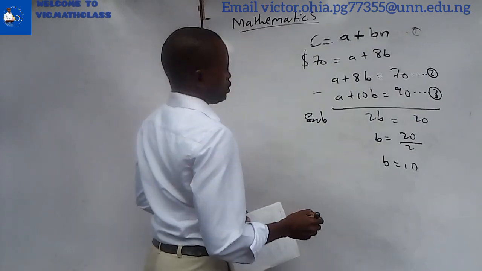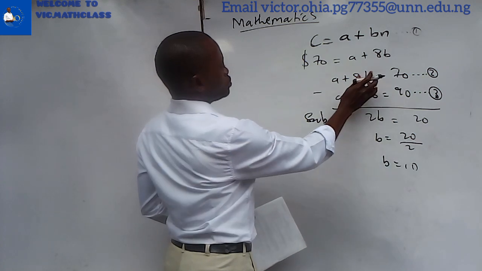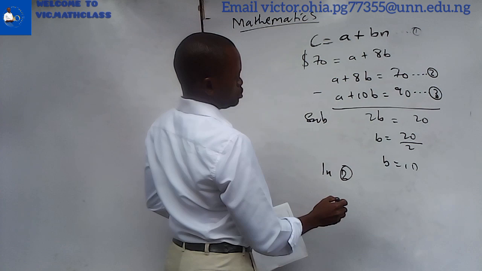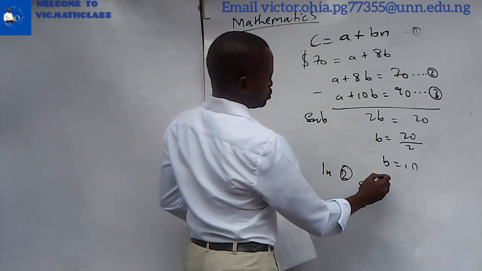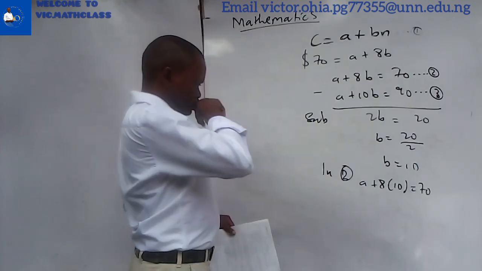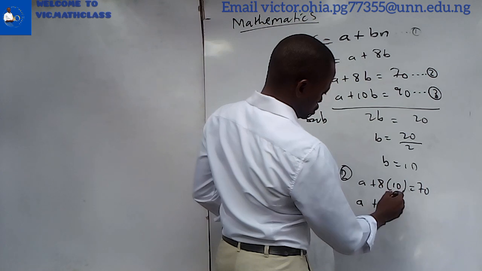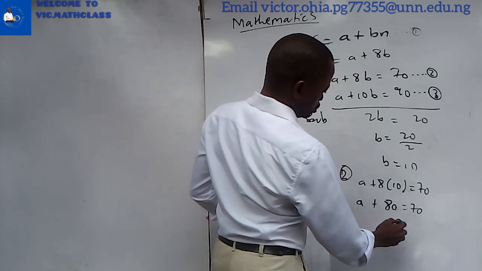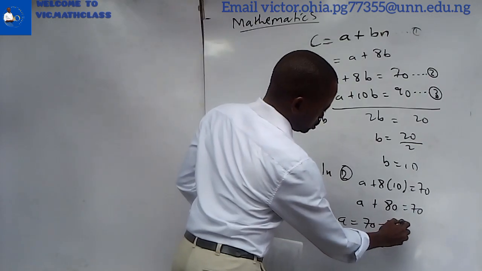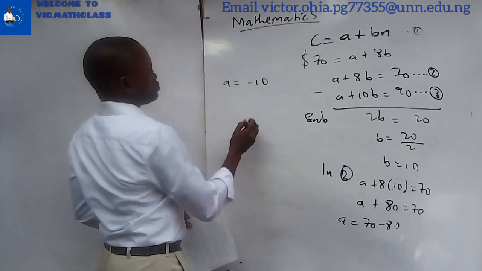Then put it back in equation 2. So in equation 2, A plus 8 bracket 10 equals 70. A plus 80 equals 70. If I collect like terms, A equals 70 minus 80. So I will have that A equals minus 10.